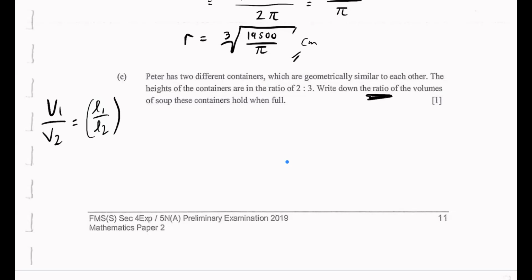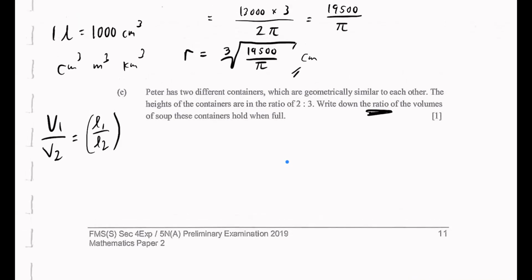Wait, let me. What? Wait, what's the unit for volume again? cm cube. cm cube. Meter cube. Km cube. Then liter is what? Liter is just 1 liter is just 1,000 cm ml. cube. Yeah, or cm cube. ml.